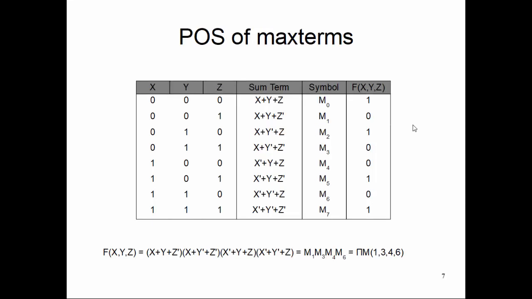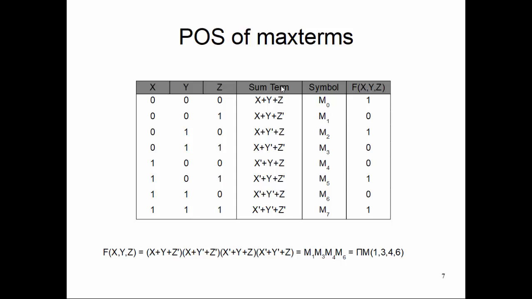Now let's define the POS of max terms, like product of sum. Here we also start with a truth table given x, y, z. The function is f(x, y, z) and we know where the function takes a true value.